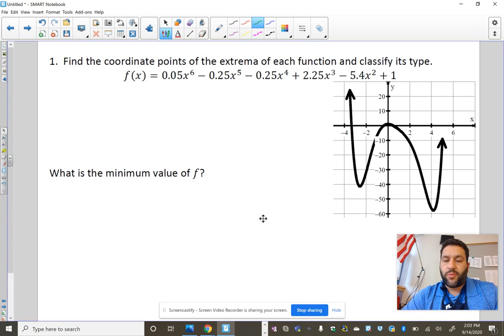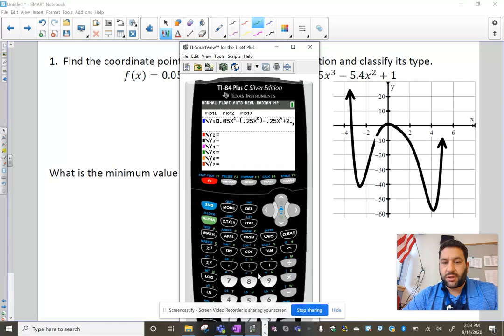So what you want to do at this point is you want to pause the video, you want to go into y equals on your calculator, and you want to put in the following equation. Go ahead.